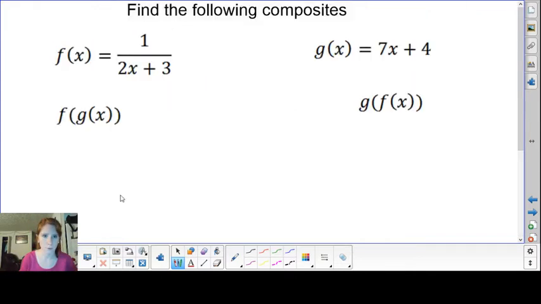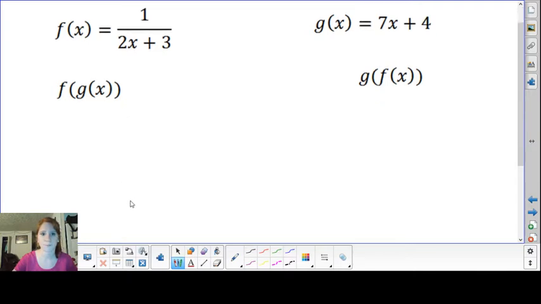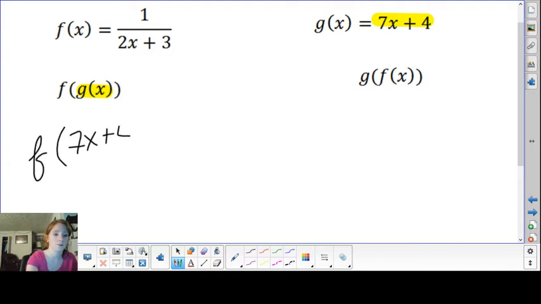Okay, let's try the next two. Now, these ones look more complicated, but the steps are exactly the same. We're going to go ahead and take a look at what's in the middle. Again, going to do g, which is 7x plus 4. So I have f of 7x plus 4. And I'm going to go ahead and plug that in for my x.